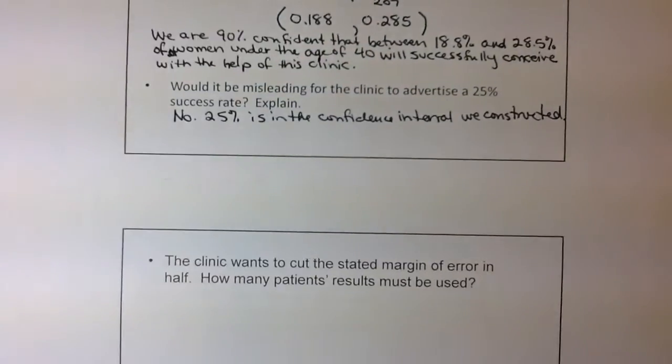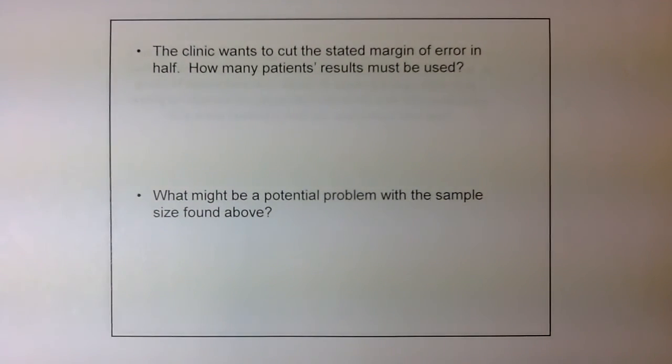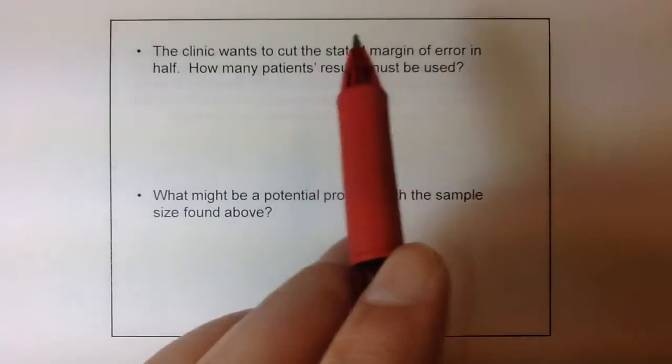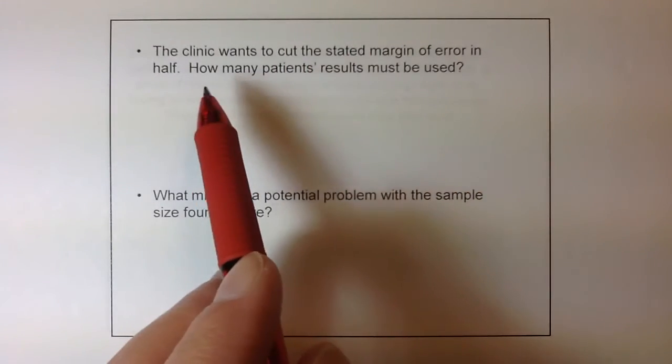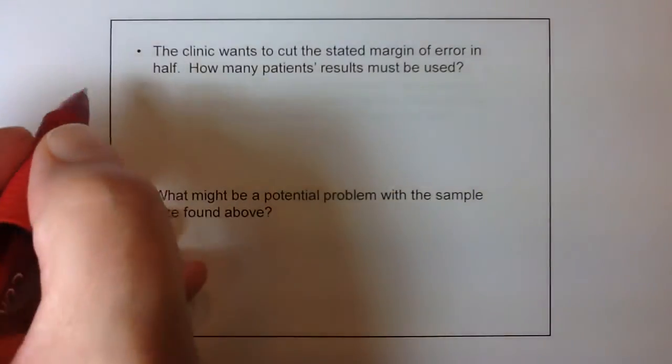Okay. Now, more questions. The clinic wants to cut the stated margin of error in half. How many patients must be used? Okay, so I'm going to kind of go with this backwards, and then I'll convince you. So, what if we made the number of patients 4 times as big? So let's just have a little algebra adventure here.